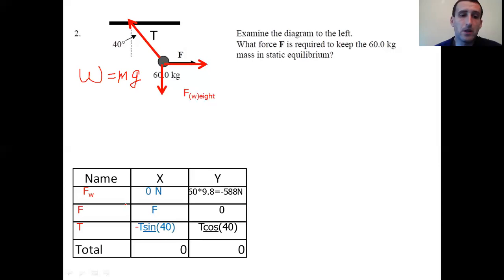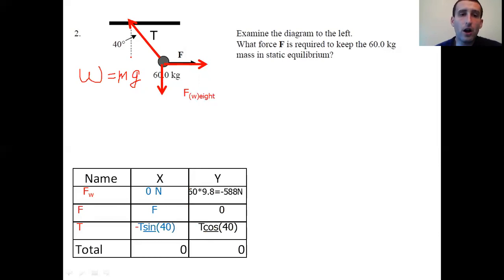The F, the applied force, is all in the X and it's to the right, so it's positive. So we just have plus F and then 0 for the Y. And then finally the tension force. And here I underlined the trig functions to drive home the fact that this is different than we would expect. All the other example problems we've done so far, the X value has been cosine and the Y value has been sine. Here they are switched.